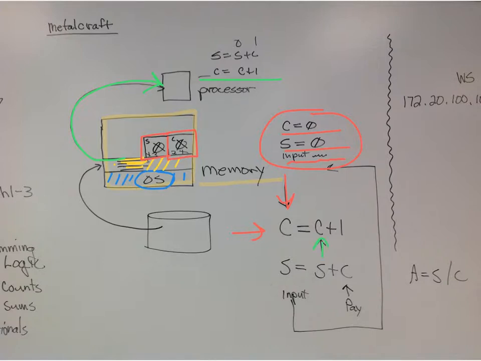Processor retrieves C. Okay, C was 0 to start with. So it was 0. Brings 0 up here. Puts it in a register. Gets 1, has that in a register. Arithmetic logic unit adds them and stores it back to C. So it sends the result back. And so then C becomes 1.